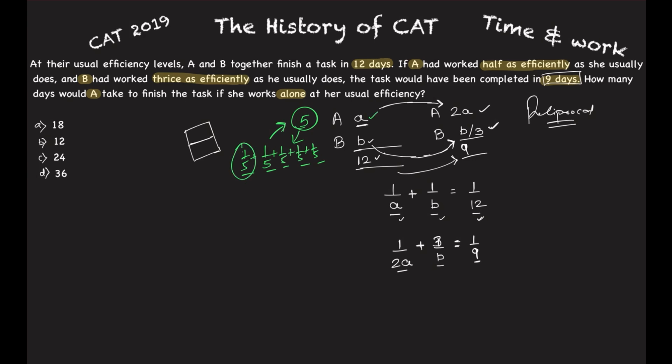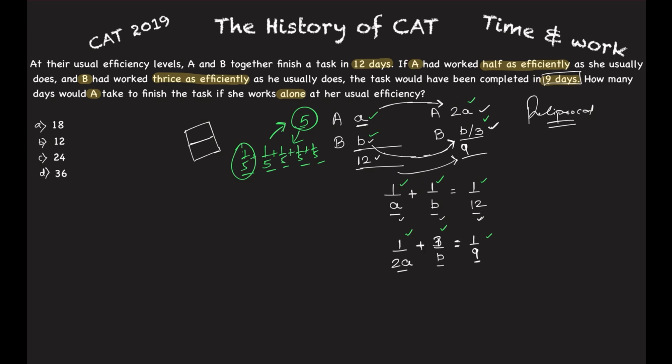Similarly, if he does the work in A days, one day he will do 1 by A. If he does the work in 2A days, one day he will do 1 by 2A. If he does the work in B by 3 days, one day he will do 1 upon B upon 3, which is 3 upon B. So together they do it in 1 by 12 and 1 by 9. Those are the basics of the reciprocal method. Now you need to get the values of A and B here.